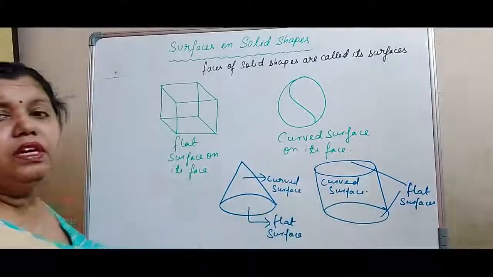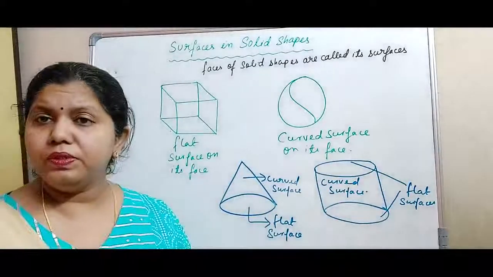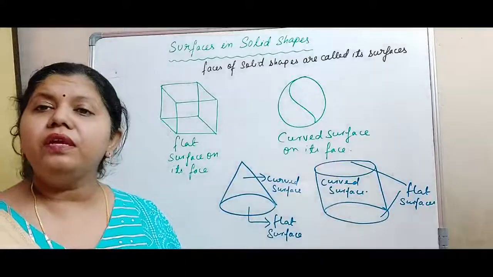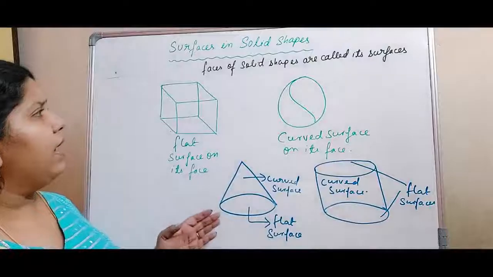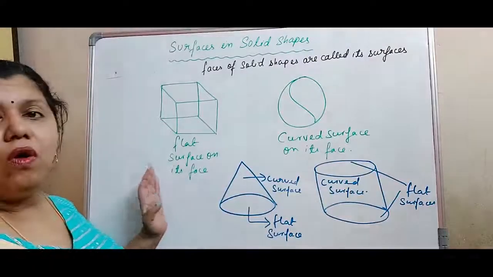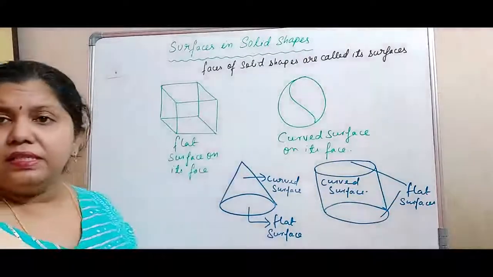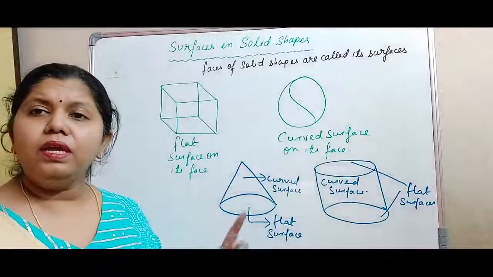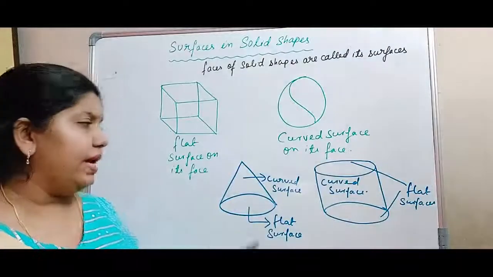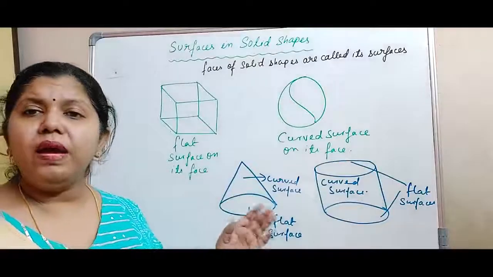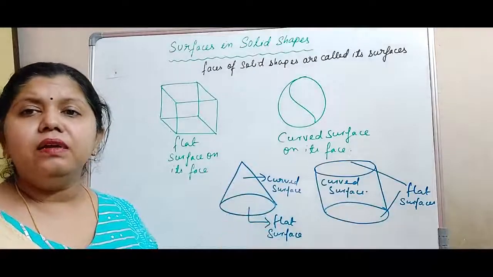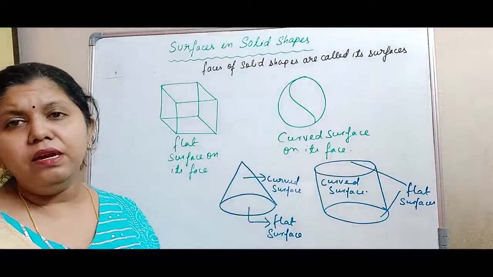So in this way, if we take different types of solid shapes, we can find they have either flat surface or curved surface as their faces, or they can even have both of them, like we found in a cylinder and cone. Both of them have flat as well as curved surfaces as their faces.